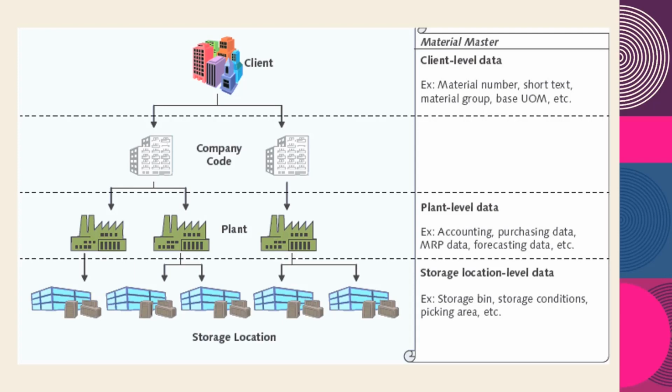At the plant level, you have the accounting data, purchasing data, MRP (material requirement planning) data, forecasting data, etc. And at the storage location, you have information such as the storage bin, so where this material is stored, what the storage conditions are, and what the picking area is, etc. There is a lot of information available in the material master.